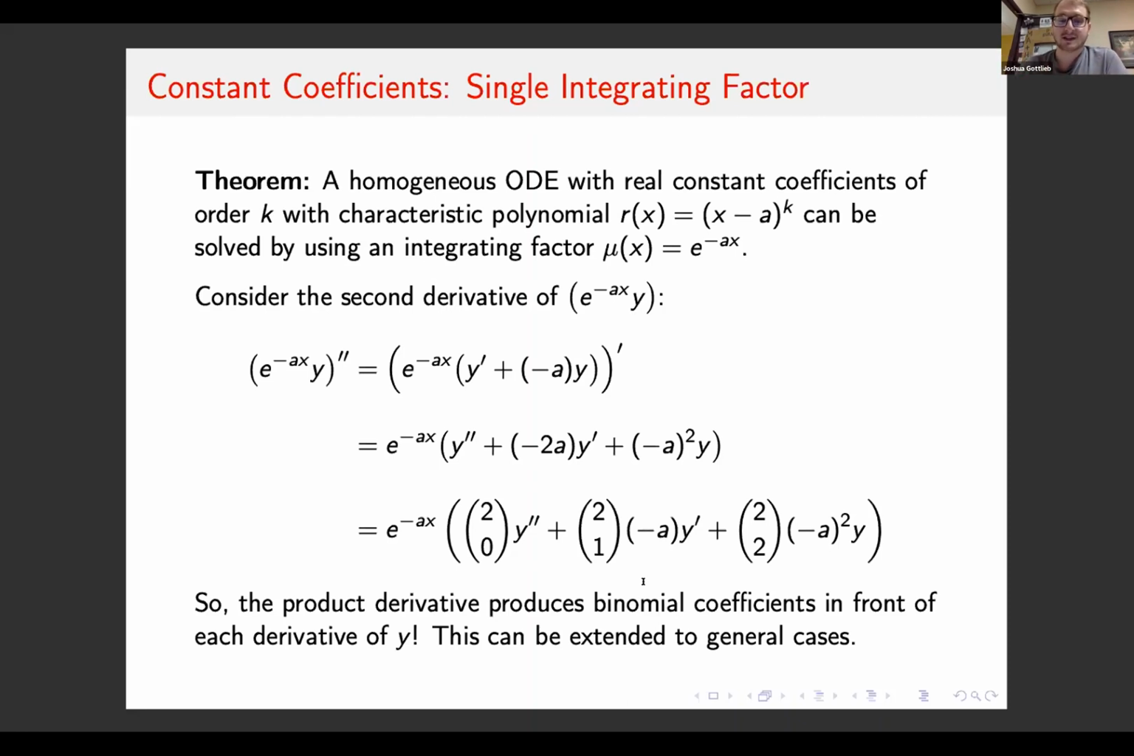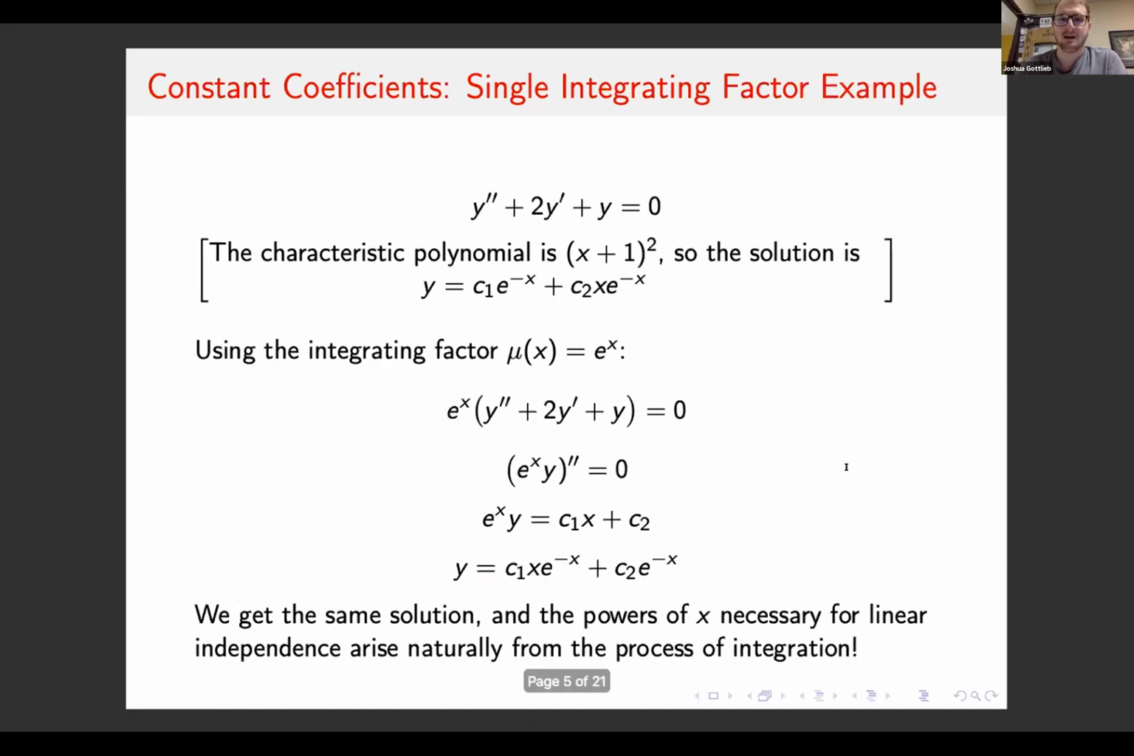So the product derivative gives us the binomial coefficients, and you can extend this to any derivative you want, third, fourth, and so on. So this will always work if you have a single repeated root. Let's take a look at an example. So an example is y double prime plus 2y prime plus y equals 0. We know the characteristic polynomial is (x plus 1) squared, so we know the solution should be c1 e to the negative x plus c2 x e to the negative x.